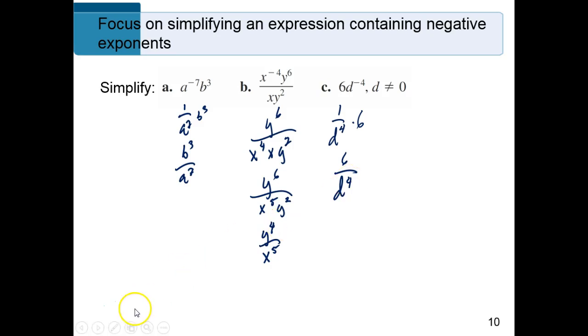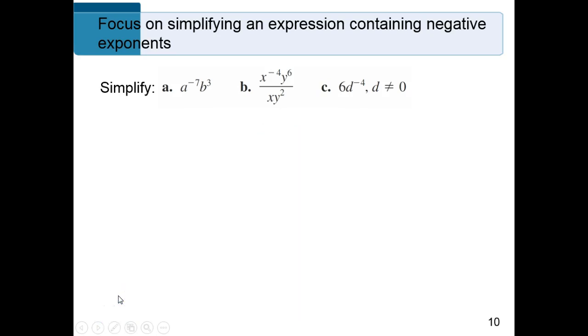Well, I'm going to erase my scratch work so that you can read what they do. And let's see how they do it. Okay, on the first one, all they did was move the a to the minus 7 downstairs, making a to the 7. They give b cubed over a to the 7. They did it in one step. We took 2. It doesn't matter. Take as many steps as you need.